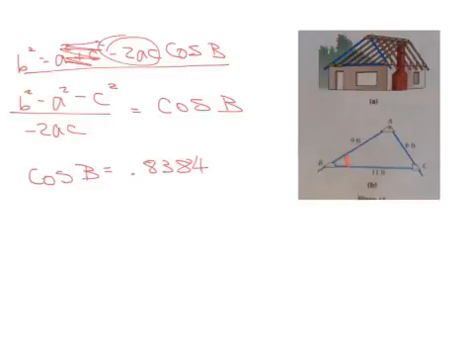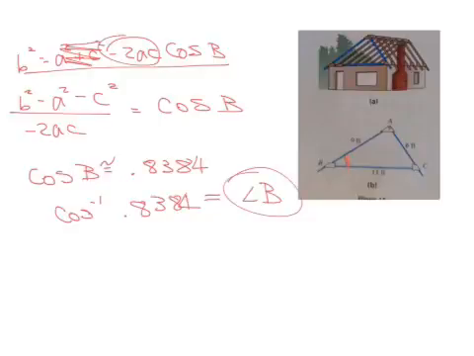Okay, we're going to get approximately again. It's not going to be full on exact. And then we're going to take the cosine inverse of 0.8384, and that will give us our angle B, and we find out that it's 33 degrees.